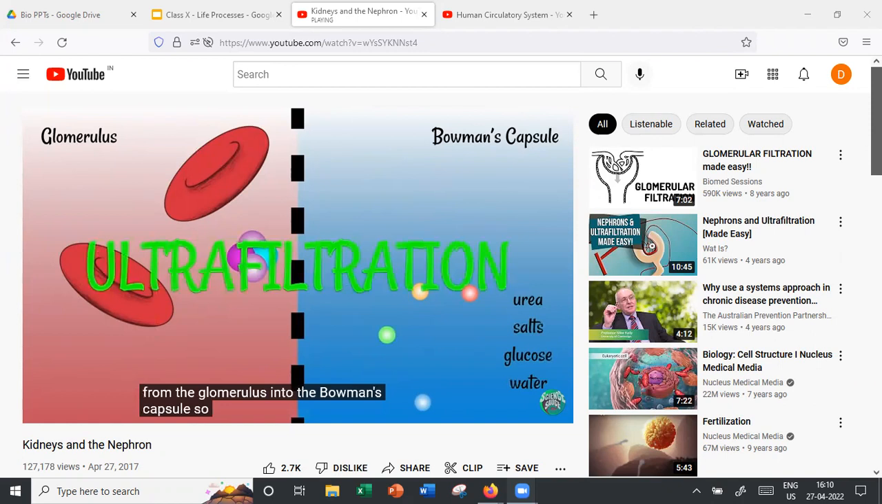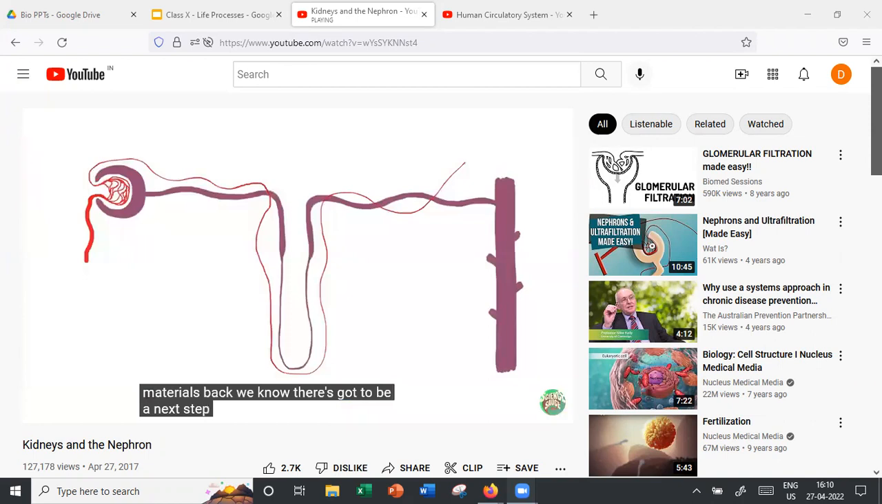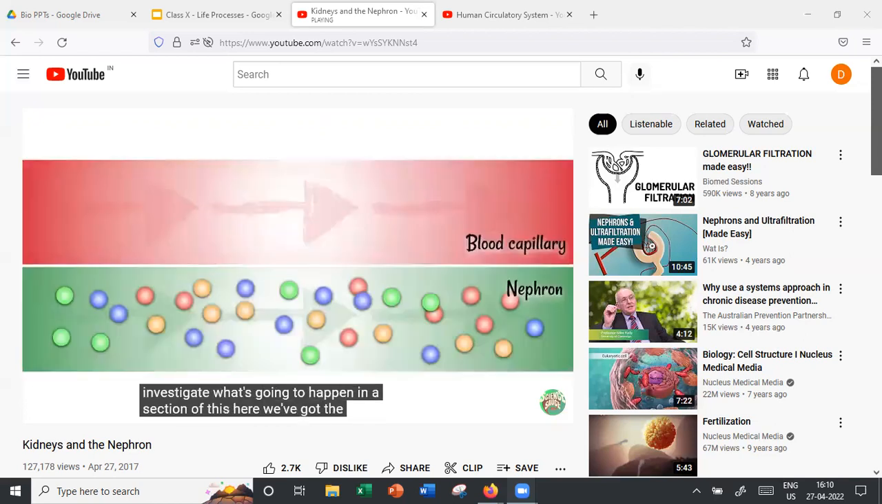So in order to get the useful materials back, we know there's got to be a next step. So we've got these materials now moving through the tubule. Let's investigate what's going to happen in a section of this. Here we've got the blood capillary represented in red and the nephron represented in green.